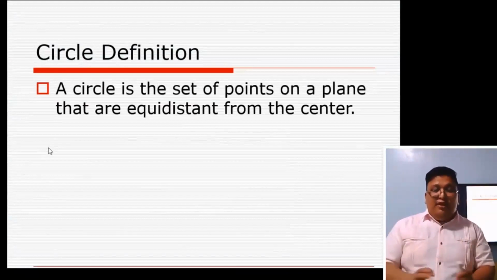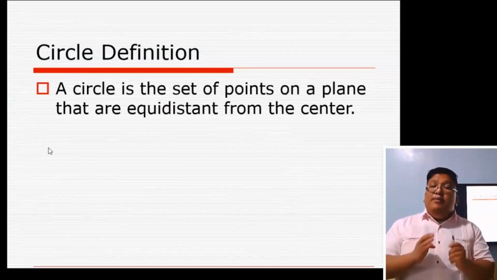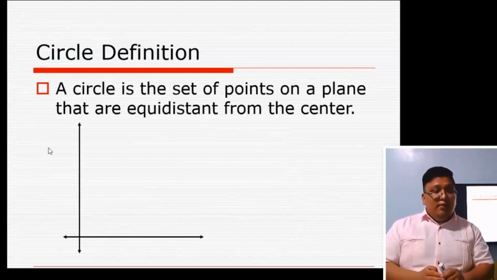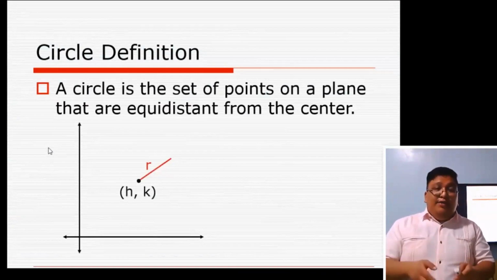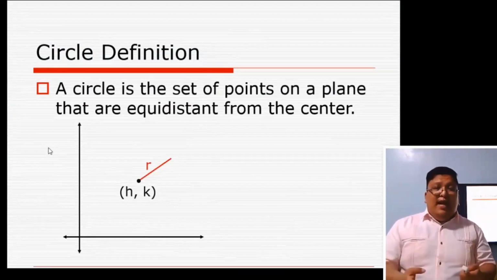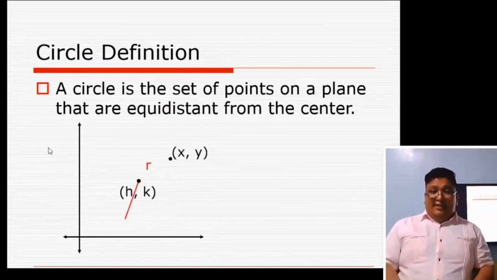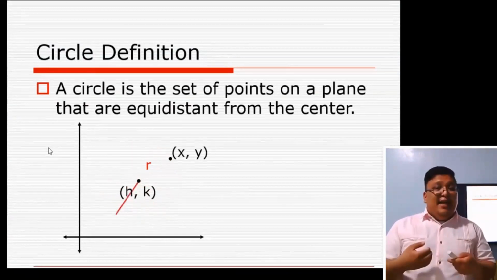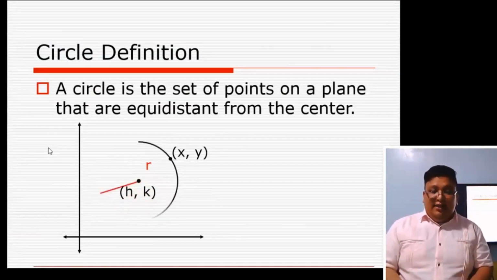It is the set of points in a plane, and all of these points are equidistant from the center. If we're going to draw it, let's say for example we have a center (h, k) and a radius r, and every point is equidistant from the center. We could draw it like this, representing a point as (x, y). We can now draw a circle.